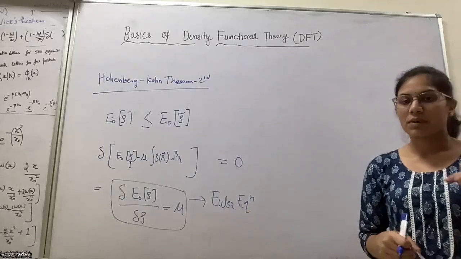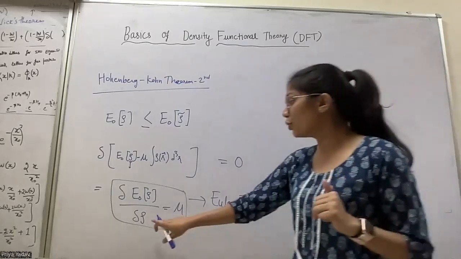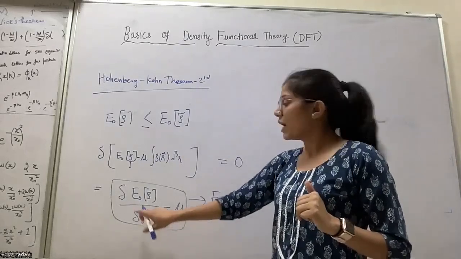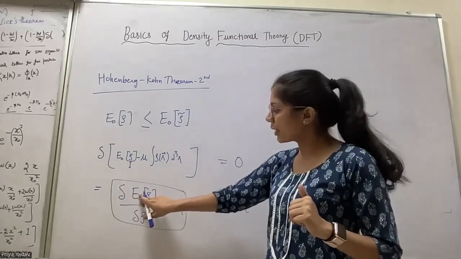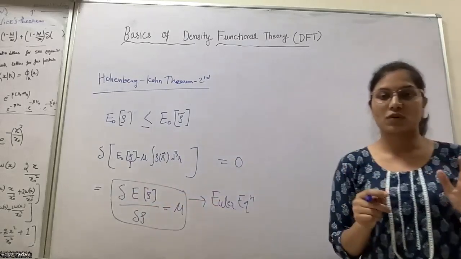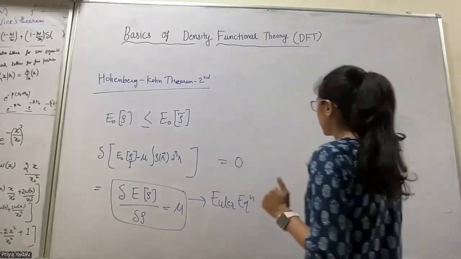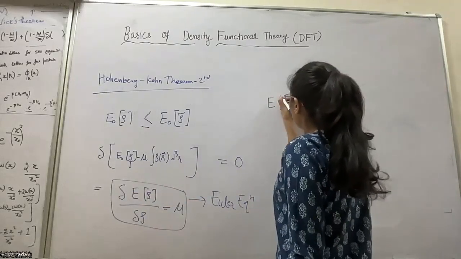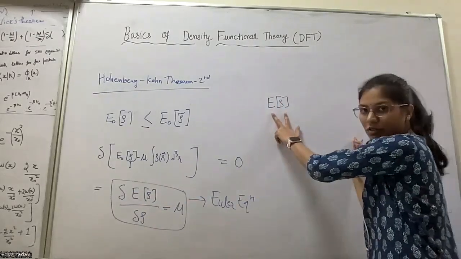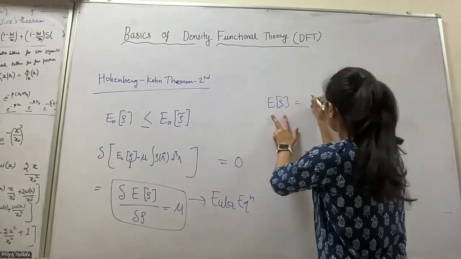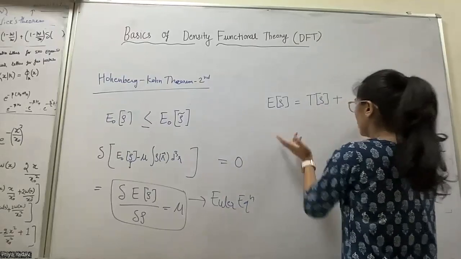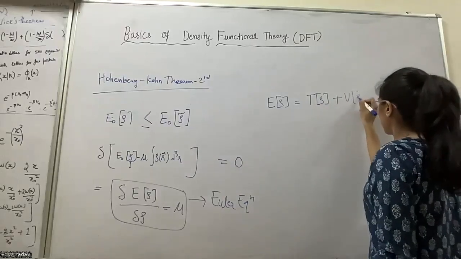Now there is one problem. If I want to do the functional derivative with respect to rho, then I should know how to write my E, the total energy, as a functional of rho. What I mean to say is that I should know how to write my kinetic energy as a functional of rho and the potential energy as a functional of rho.